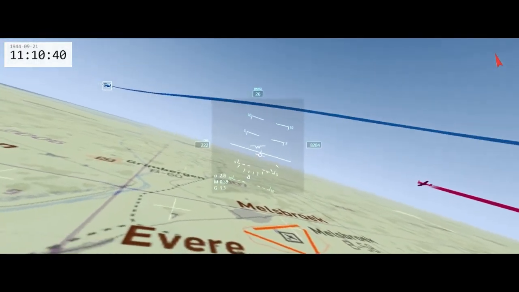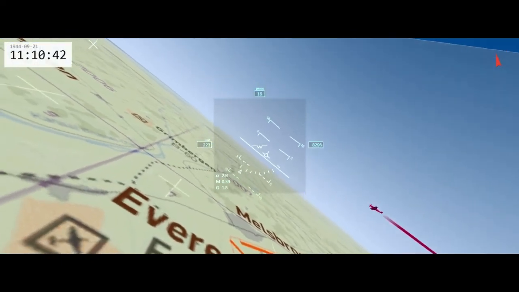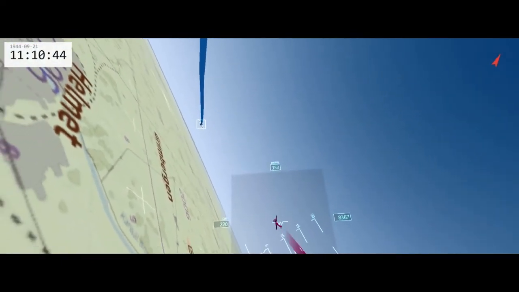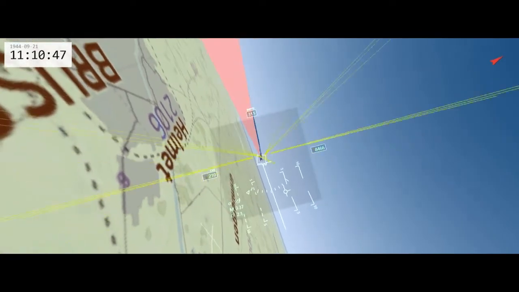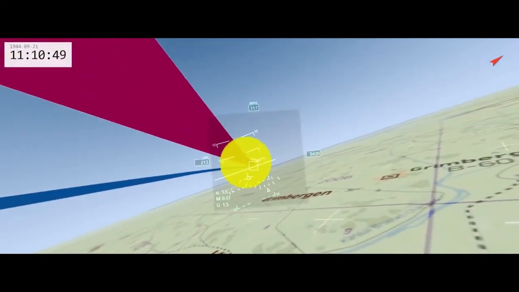He's leading the bandit, coming back in, and the wingman is extending. He's on his 6 o'clock and fires on the bandit.